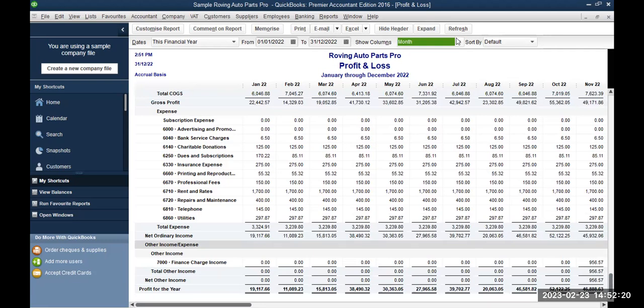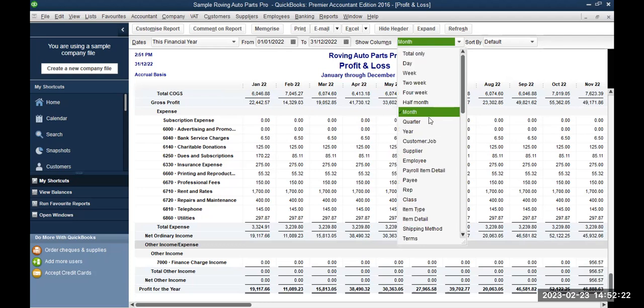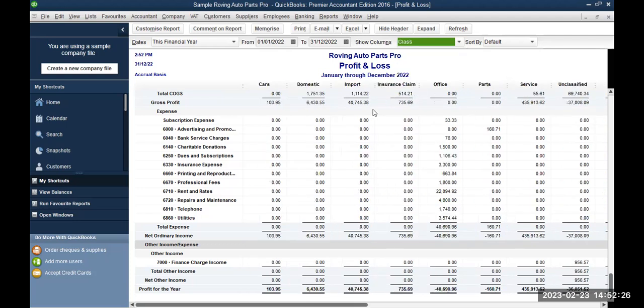Okay, so you can choose to see performance, instead of per month, by class. You can see how each of the different classes performed in the particular year. Okay, so you can do that as well.